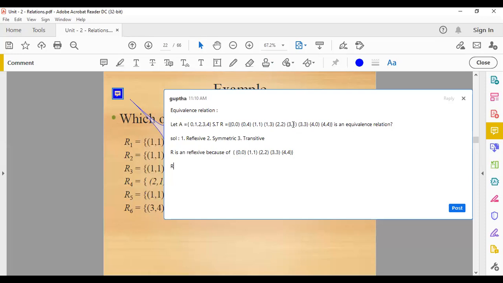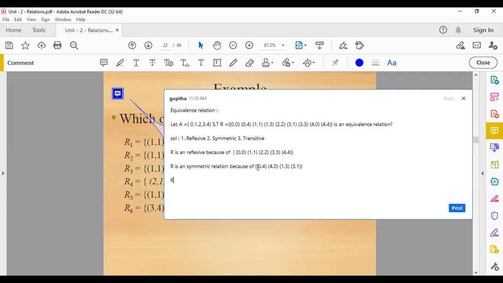So simply we want to say R is a symmetric relation. Because we need to mention why it is a symmetric relation also. So why is it a symmetric relation? Here we have 0, 4 and 4, 0 is there, and next 1, 3 is there, and then after that 3, 1 is there.